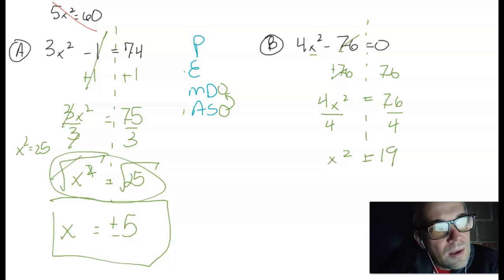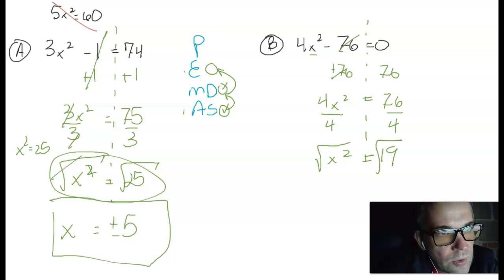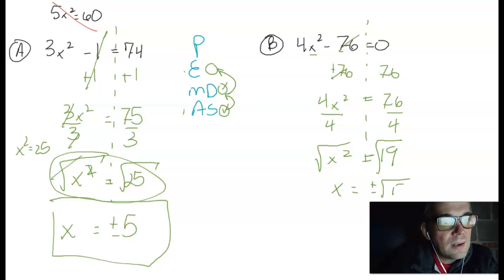I'll then check, move up the ladder, ba-ding! Is there any exponent to get rid of? Yes, there is, x squared, so I'll square root, and I'll square root, and me as the problem solver put the square root in there, so I've got to put a plus or a minus and then root 19.